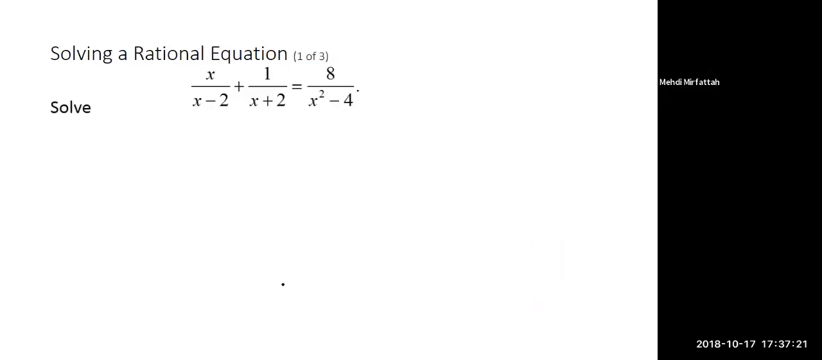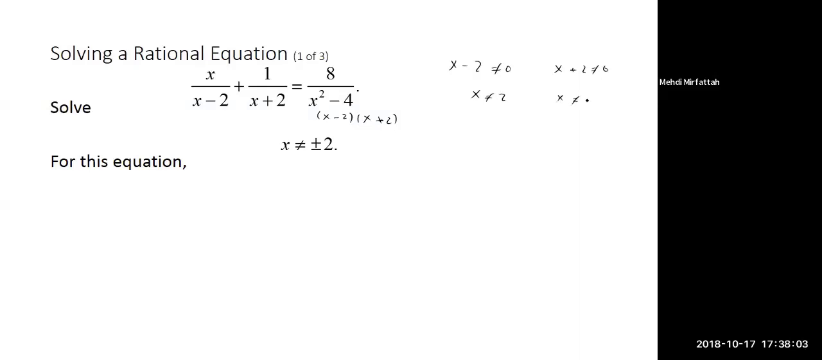Solving a rational equation. For this one, we're going to look at what we have at the bottom of the fraction again and see for what value of x this would be undefined. Here we have x squared minus 4. If I factor, this would be x minus 2 times x plus 2. So x minus 2 cannot be equal to 0, and x plus 2 cannot be equal to 0. So x cannot be equal to 2, and x cannot be equal to negative 2.